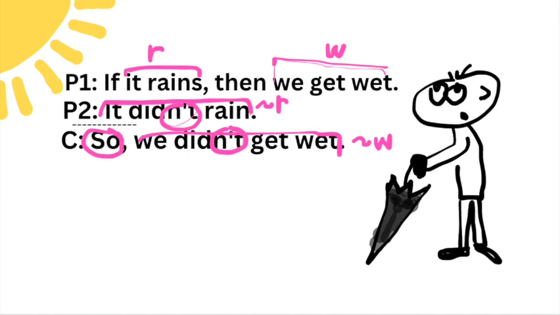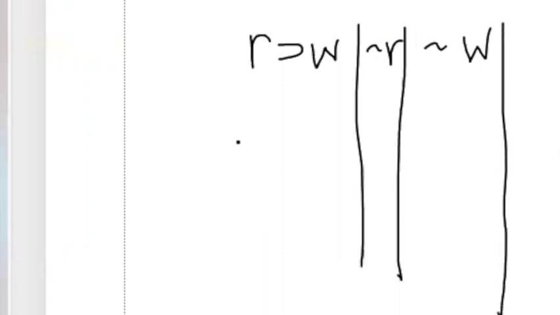So, for the conclusion, we didn't get wet. But we already named we get wet W, so we didn't get wet is not W, squiggly line W, tilde W. And now we construct the truth table. If R, then W. I'm going to lay this out horizontally here. That's the first premise. Second premise will be here, not R. Not W. It's the vertical column with the conclusion.